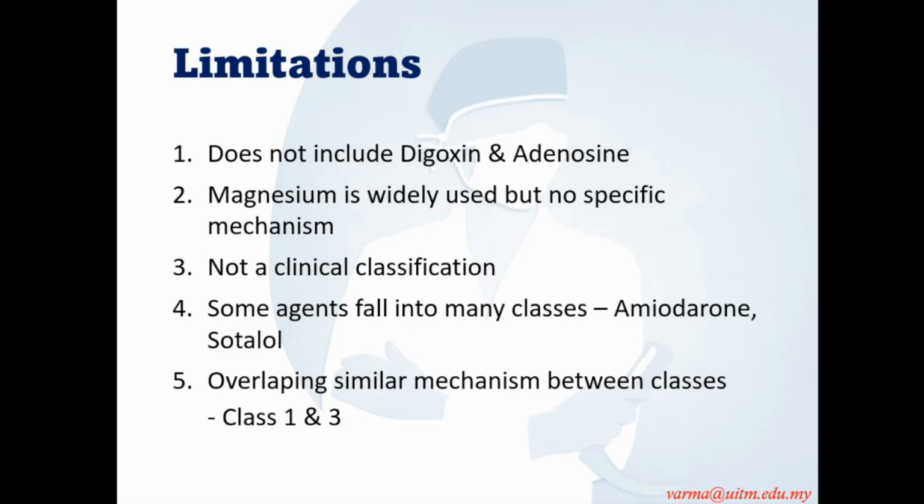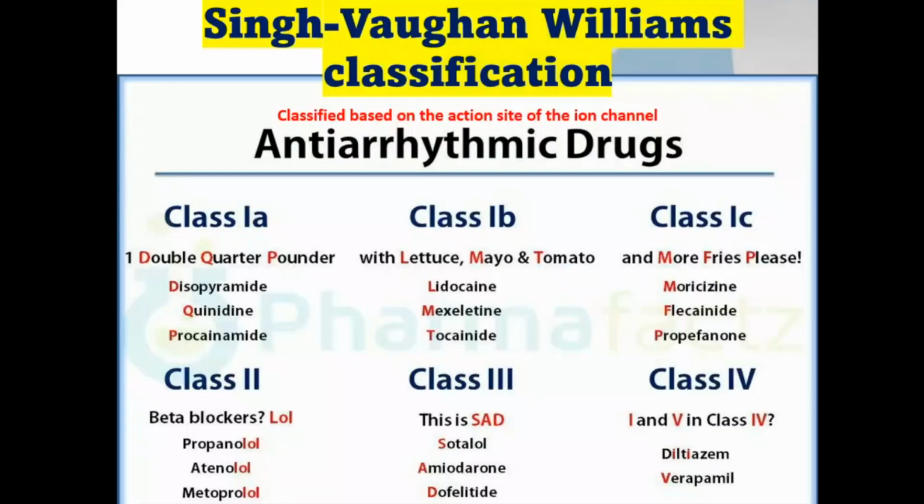It has multiple hypotheses, multiple mechanisms, but there is no specific mechanism that can be put into one of the Vaughan-Williams classes. And it's not a clinical classification. As I mentioned, it's not clinical, as in they are not classified based on the indication, like for VT, VF, AF. It is an ion channel blockade classification. If you look at it, not all of it is ion channel. Class 1 is ion channel, sodium channel. Class 3 is potassium channel. Class 4 is calcium channel. But class 2 is receptor blockade, not channel blockade.